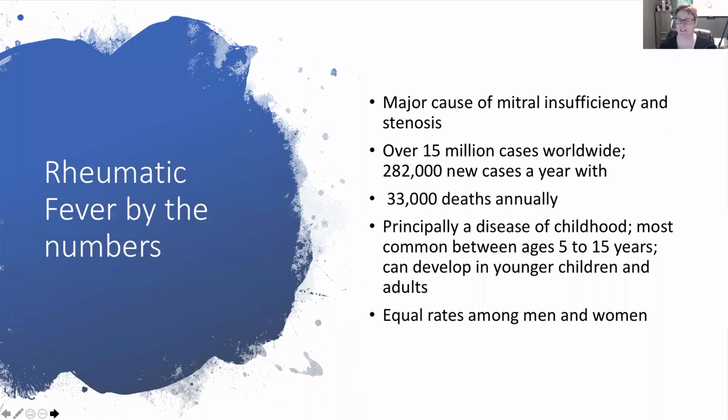Now let's just take a look at some of the numbers here. This comes from nurseslabs.com. So I wanted to share a little bit about what she summarized on rheumatic fever. Major cause of mitral insufficiency and stenosis. Over 15 million cases worldwide, which is higher than I thought, and 282,000 new cases a year with 33,000 deaths. That's significant.